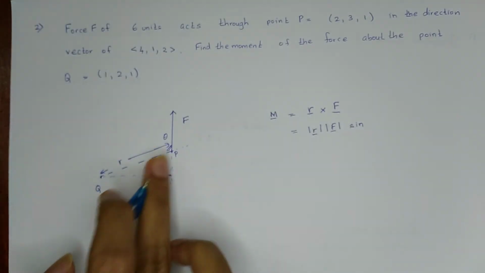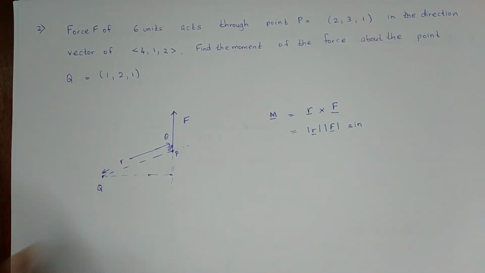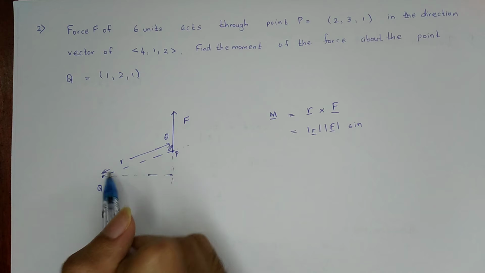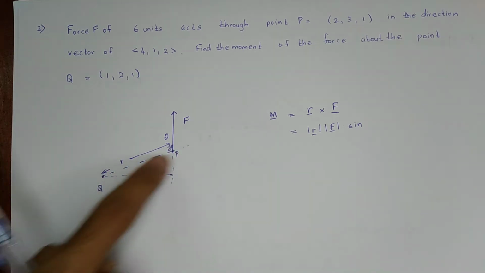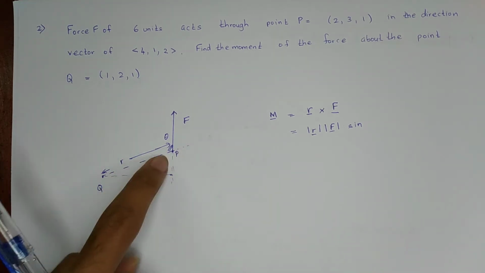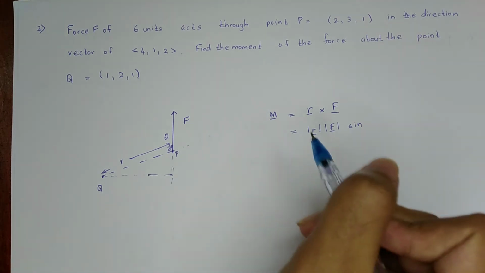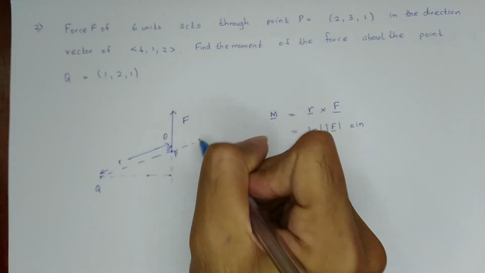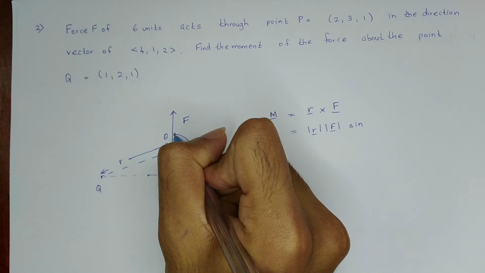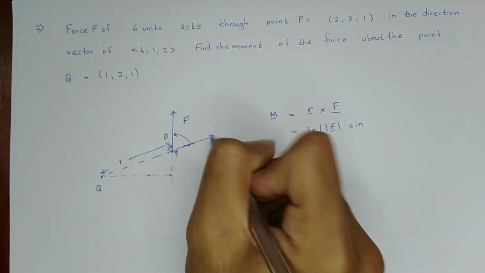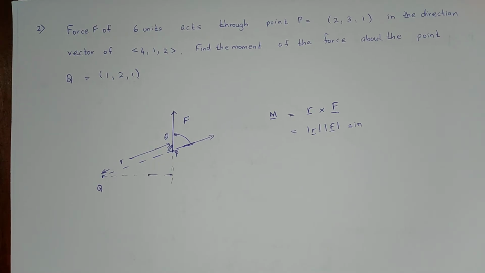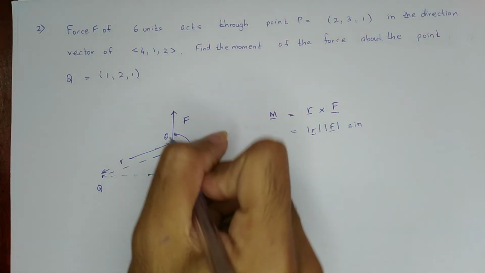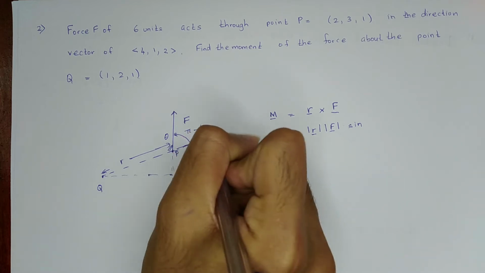If I mark like this, I'm going to find R with respect to Q, which means the direction of this R is going to be from Q to P. So in this direction, I'm marking R. When I'm using the cross product for R and F, we need to use the angle from this R direction to the F direction. So remember how to mark this. If I mark it like this, it's going to be pi minus theta.